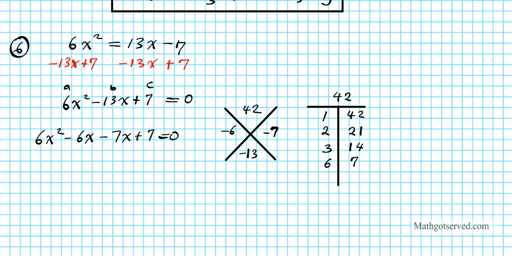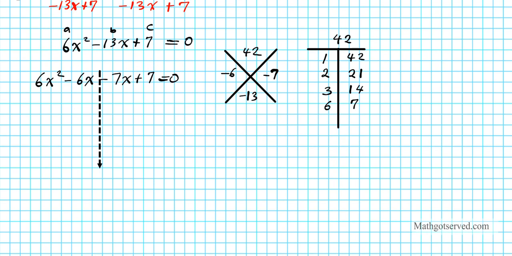Going to break it down to center and factor by grouping. Let's see how we're going to do this. Break everything down completely. So we're going to have 2 times 3 times x, minus 2 times 3 times x, minus 7 times x plus 7 equals 0. From the first two, I can take out 2, 3, and an x. That's 6x. Pull that out. I'm left with x minus 1.